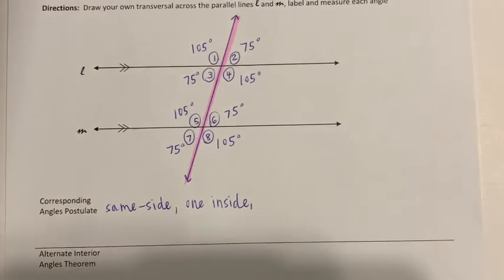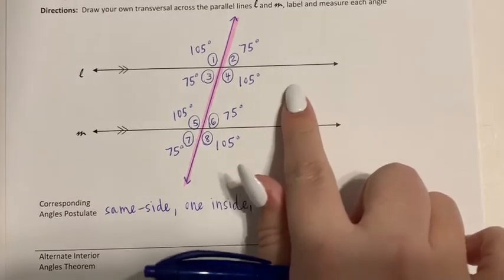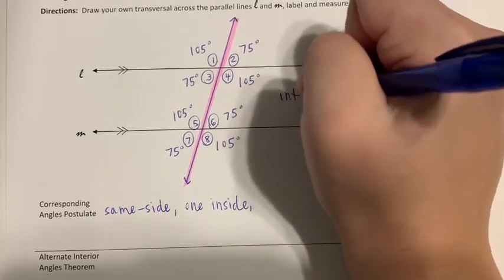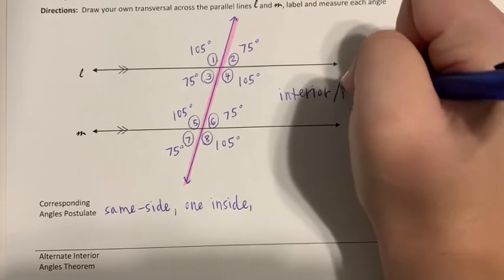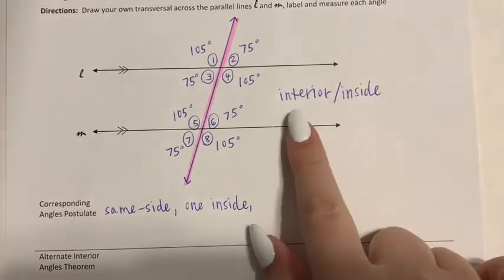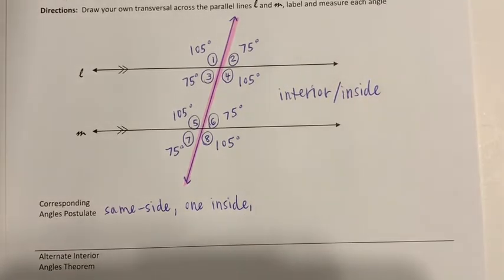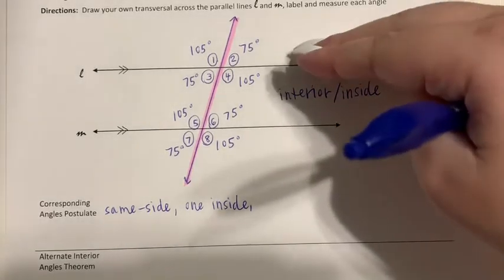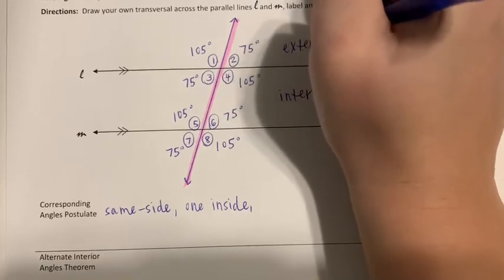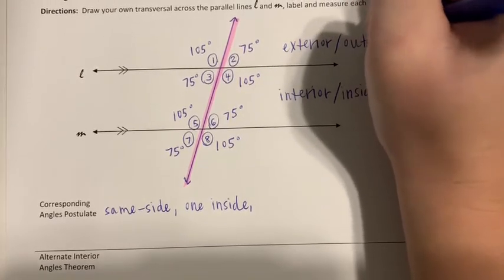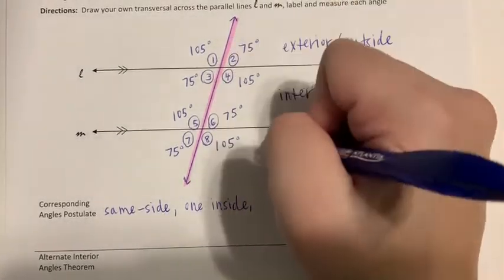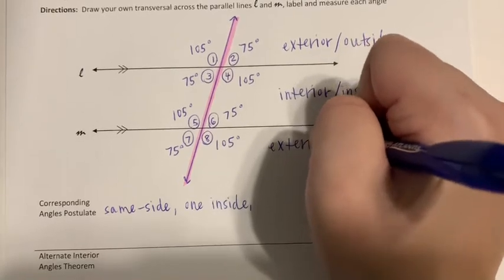What do I mean by one inside? This region right here between my two parallel lines, this is what we call the interior, or we could say the inside. This region smushed between my two parallel lines is the interior or the inside, compared to this region outside of my parallel lines. This is the exterior or the outside. Same with here at the bottom. Outside of my two parallel lines, this is the exterior or outside.